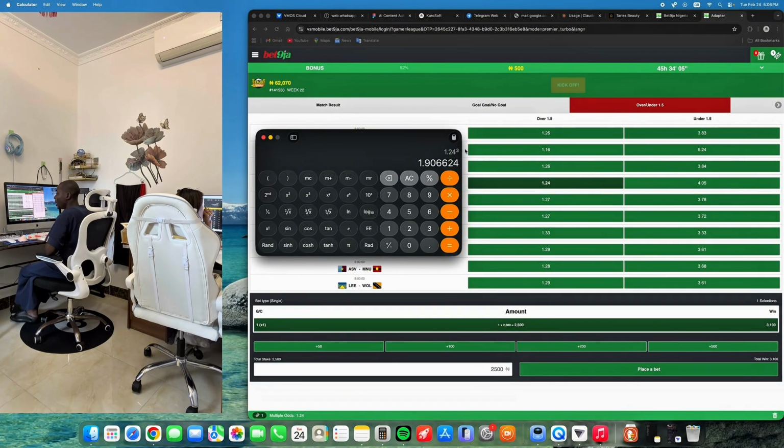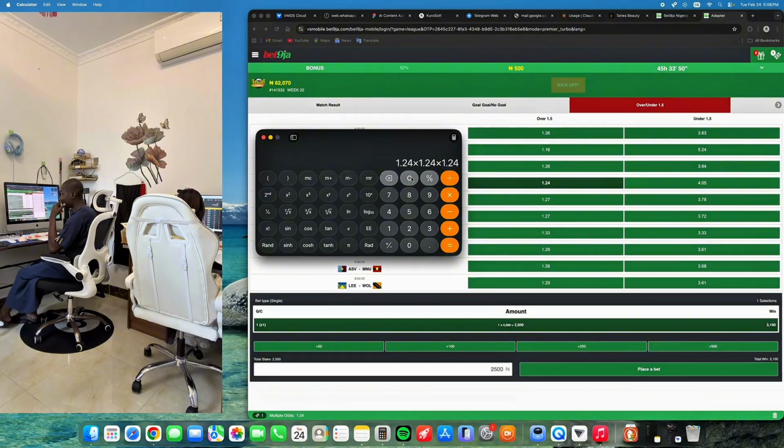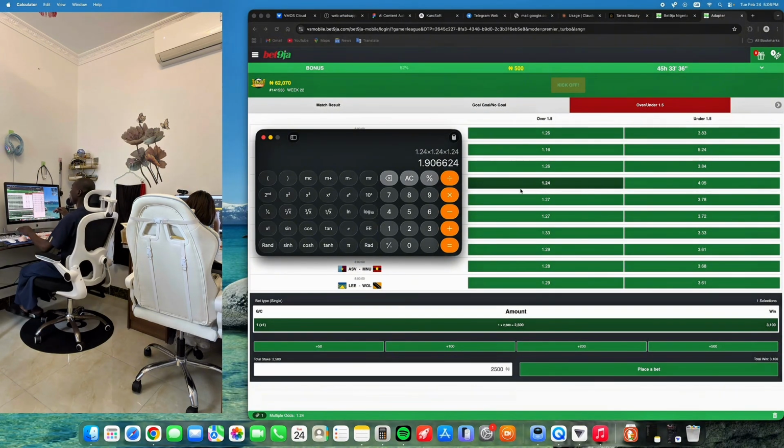Now this raised to power 3 is the same thing as just you doing normal 1.24 times 1.24 times 1.24, which is 3 times. So the 3 times gives you exactly 1.90. Now this means that your targeted odd, instead of you seeing this odd as 1.24, you are no longer treating this odd as 1.24. You are treating it as 1.90.